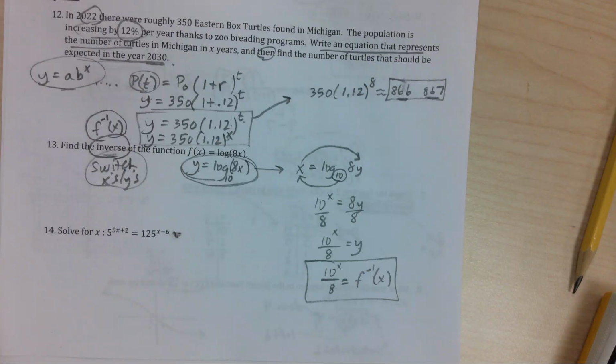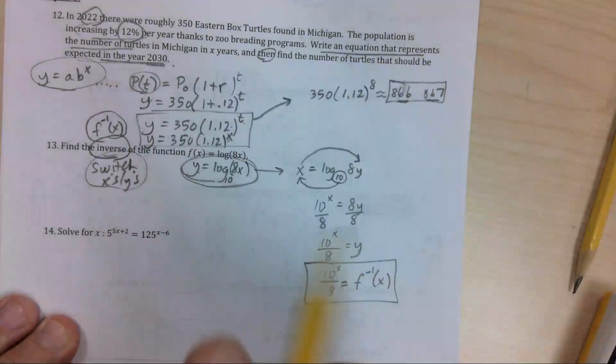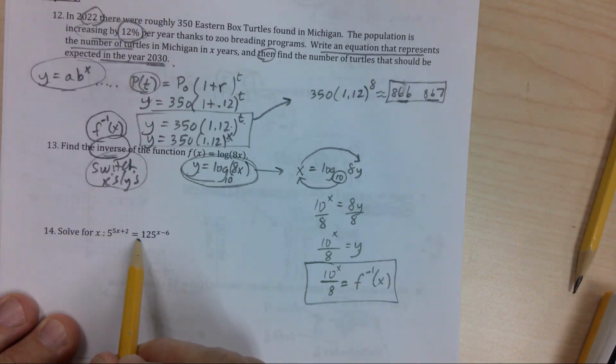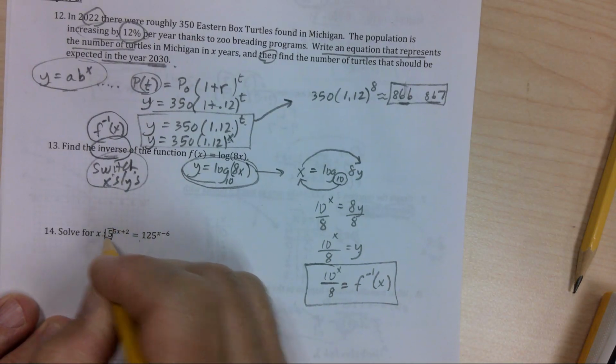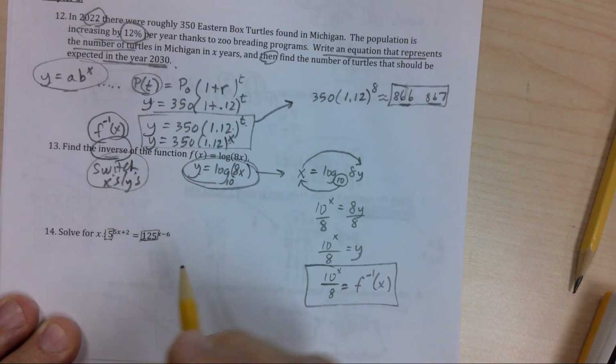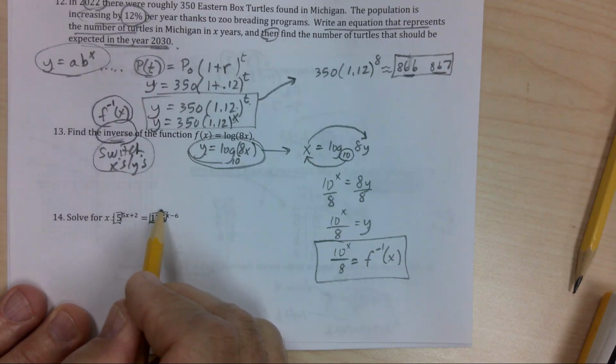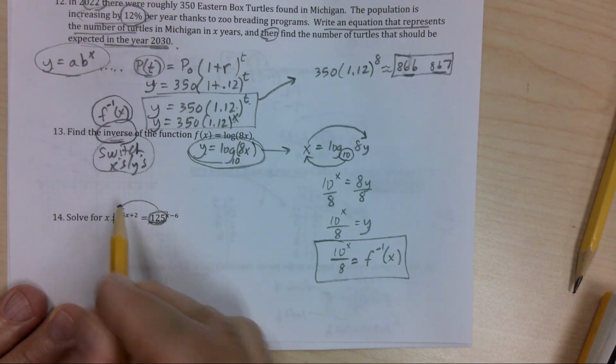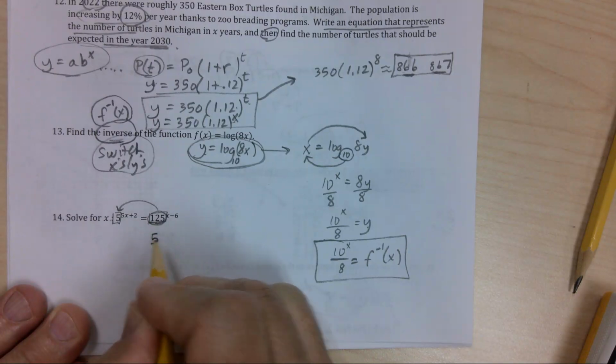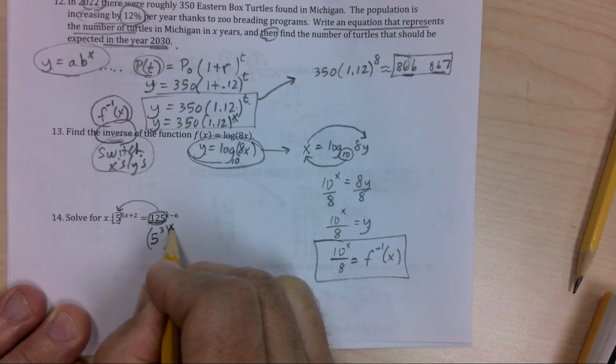So 14. Yes, you could slap logs here and slap logs on here. You don't have to do what I'm about to do, but I look at this 5 and I look at this 125 and I know that I can common bases happy places. So you go for the bigger one and you try to match the smaller one, which I'm going to do right away. So that's 5 cubed to the x minus 6 power.